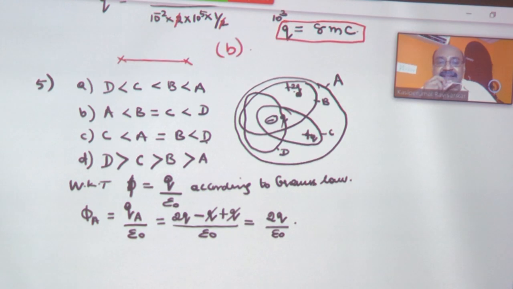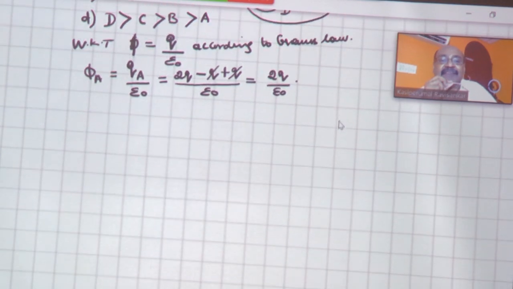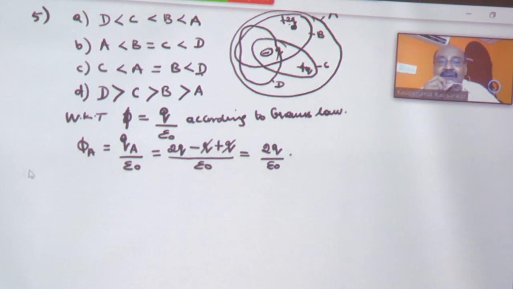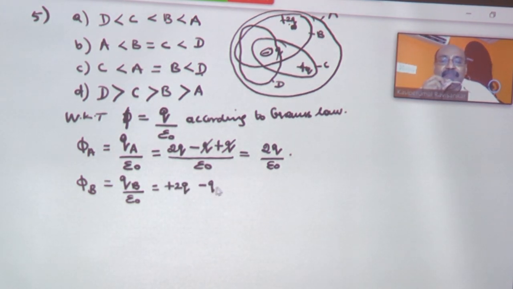Similarly, let us calculate the flux of B. Look at the diagram. What does B enclose? Flux of B is equal to the charge available in B divided by epsilon 0. In B you have plus 2q and minus q. So the total charge is plus 2q minus q divided by epsilon 0, and the answer is q divided by epsilon 0.